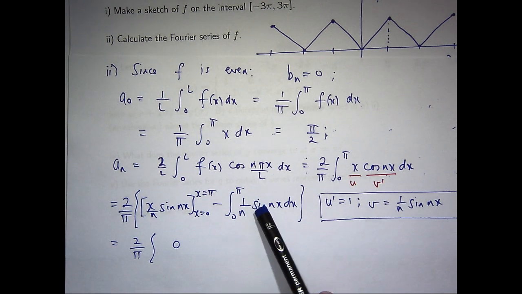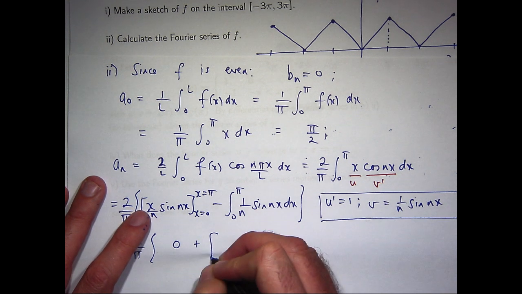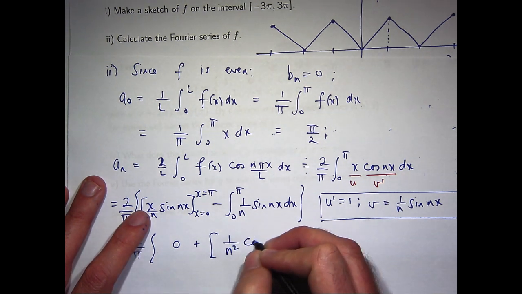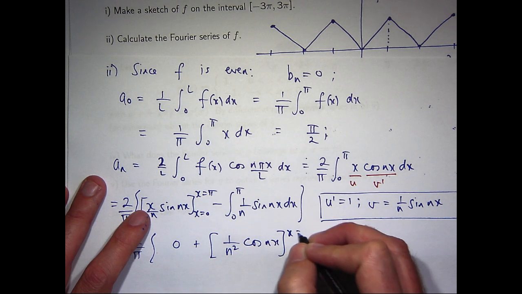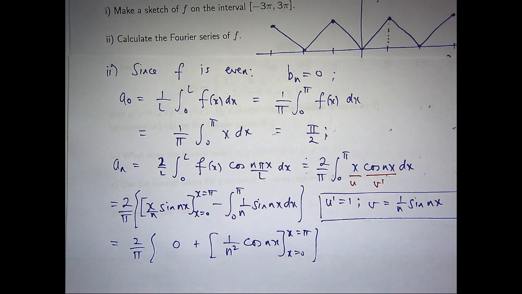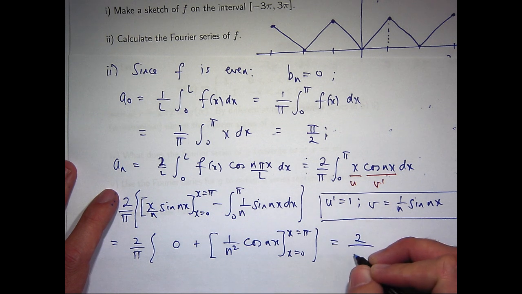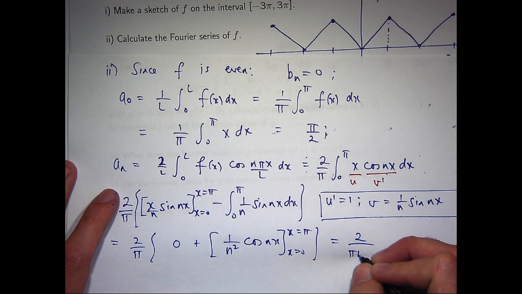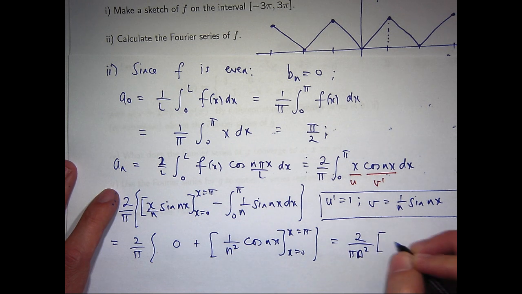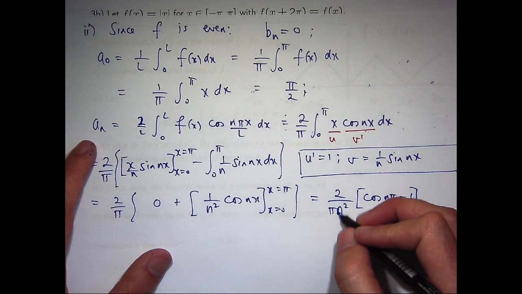Now, let's do this integral. Sine's going to go to a minus cosine. And again, I just need to divide by another factor of n. So I'll get something like this. If I sub in x equals pi, I'll get cos n pi. If I sub in x equals 0, I'll get cos 0, which is 1. So if I rearrange this a little bit, I can take the n squared to the front. I'll get something like this. This is a pi n squared here.